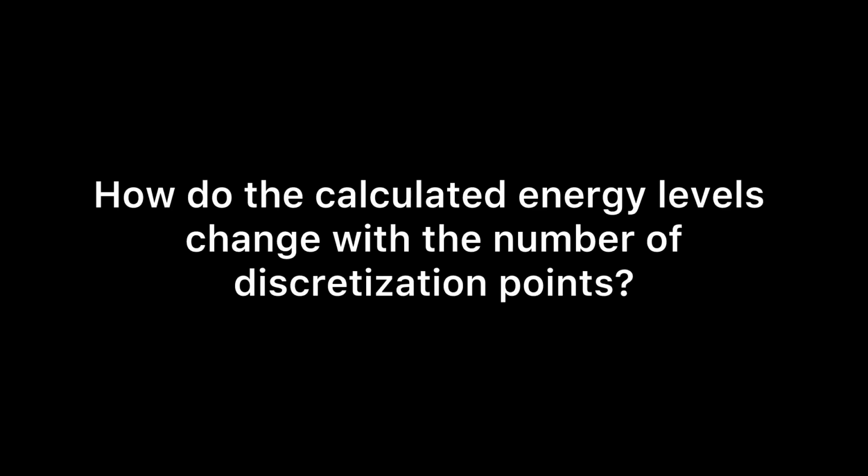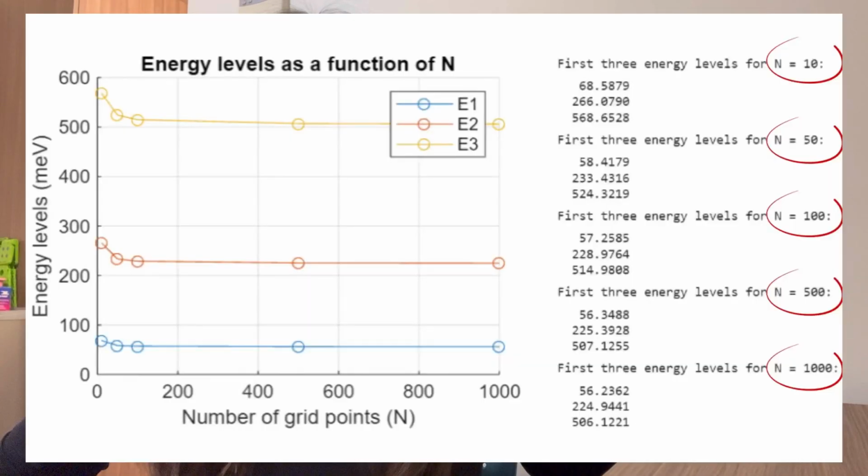How do the calculated energy levels change with the number of discretization points? The energy levels equation was used to calculate this. The variable n was the one that changed 5 times, as we can see in this image. And discretization means in how many pieces the well will be divided. So the higher the value, the more precise the result will be.